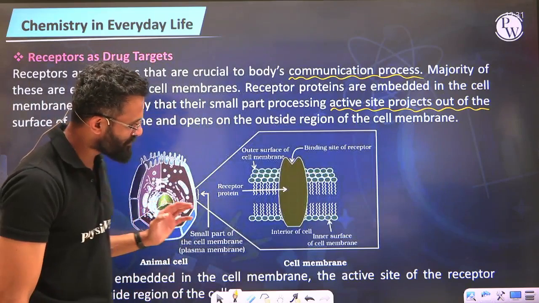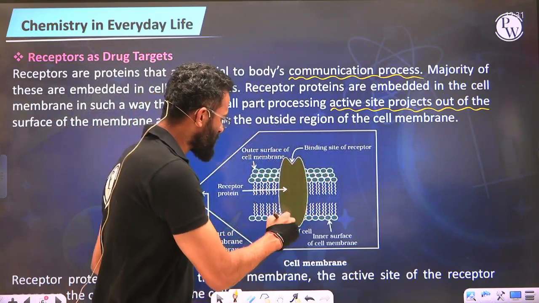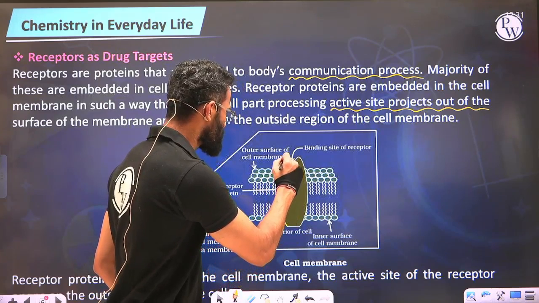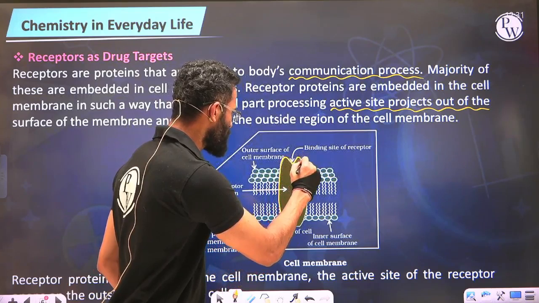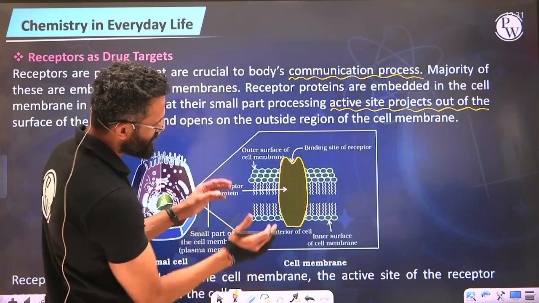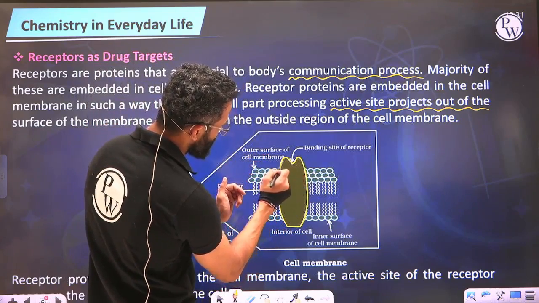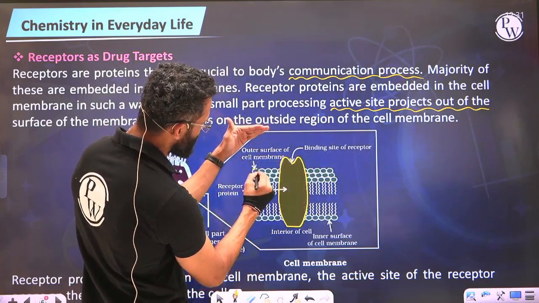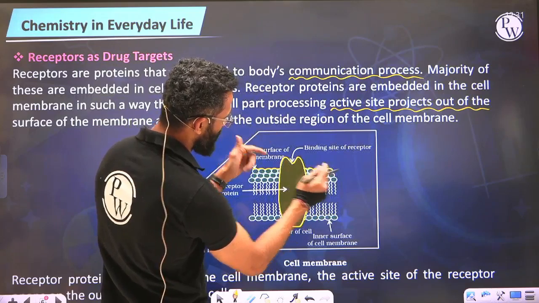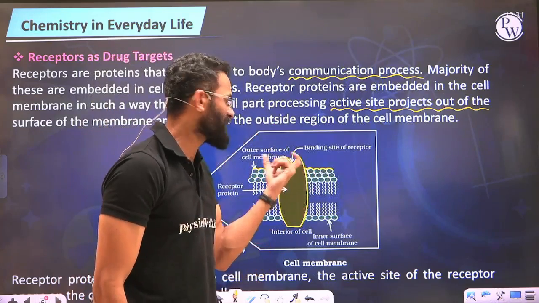So guys, in this animal cell, if this is the diagrammatic representation of the cell membrane, this shape that you see here is basically that protein which we're calling a receptor. You'll see the receptor is embedded in the cell membrane, but this part is projecting outside the cell membrane, and this is what we call the active site.